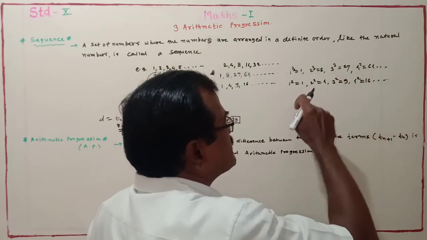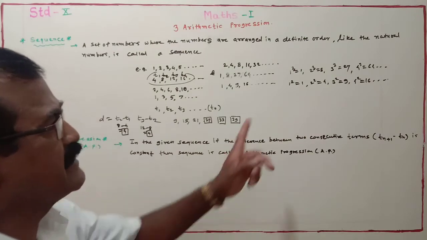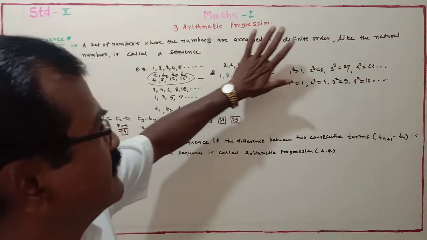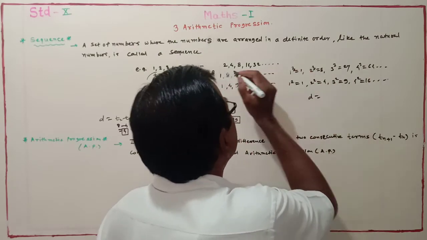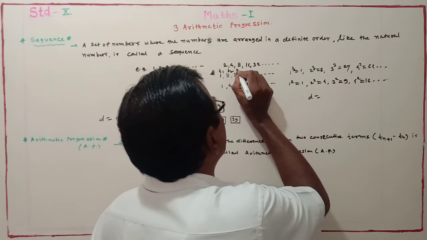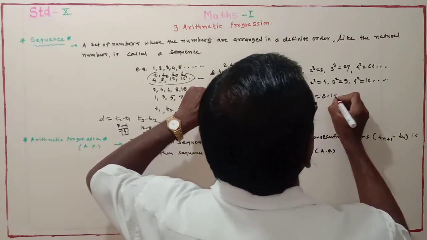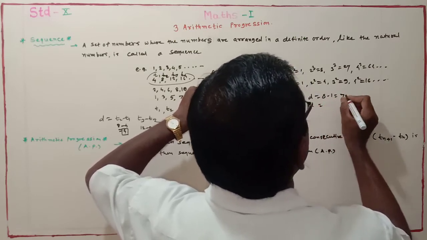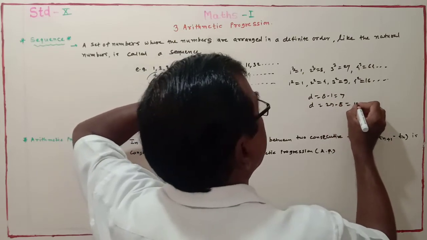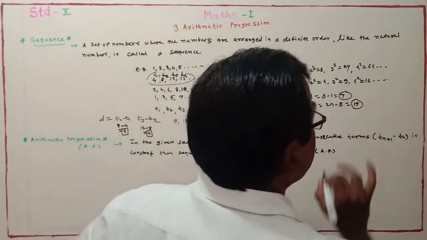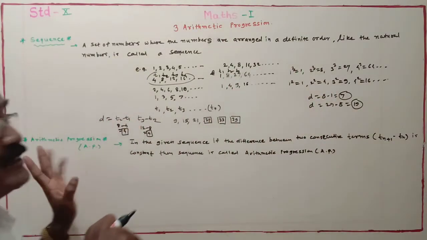8 minus 1 is 7, 27 minus 8 is 19. Suppose this is T1, T2, T3. D is 8 minus 1 is 7. D is equal to 27 minus 8 is 19. This common difference is not constant. Therefore, this sequence is not an arithmetic progression.